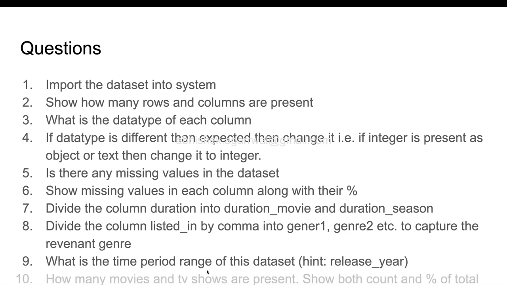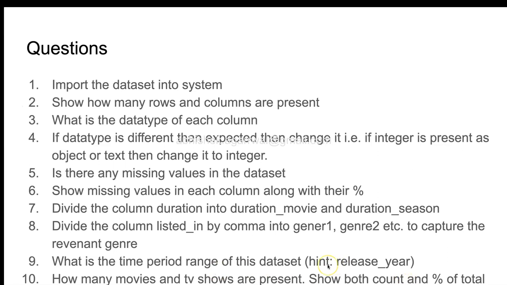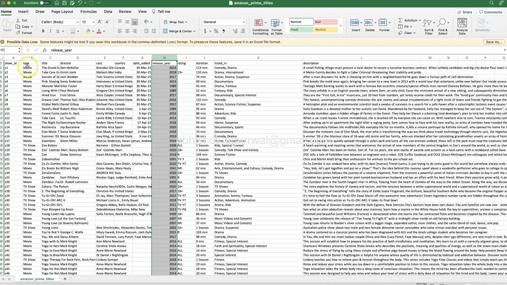All right, the next question is, how many movies and TV shows are present? Show both count and percentage. It will show via this particular column. So you need to show how many movies and how many TV shows are present.